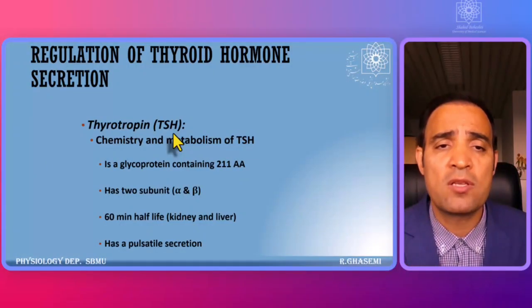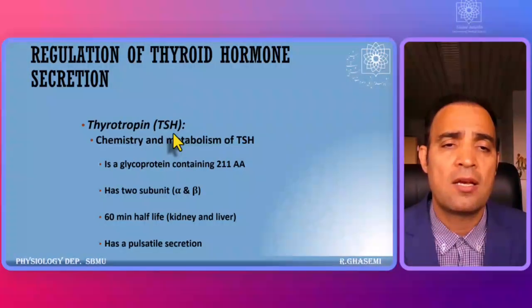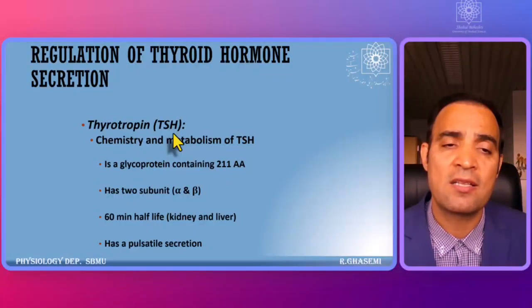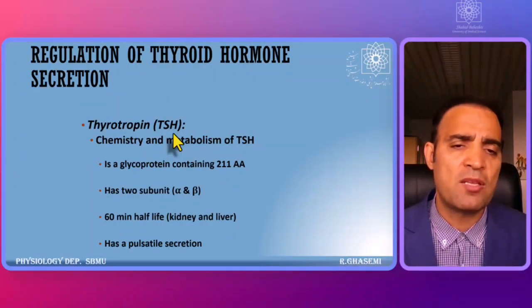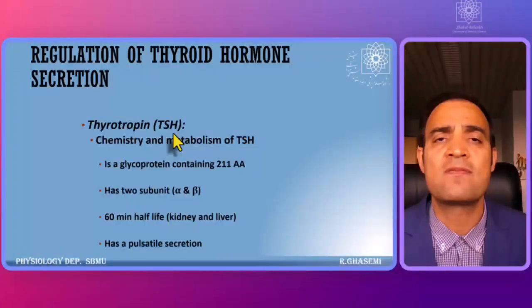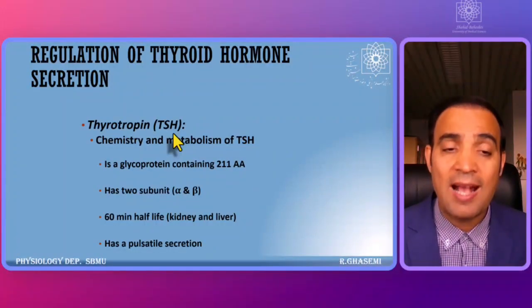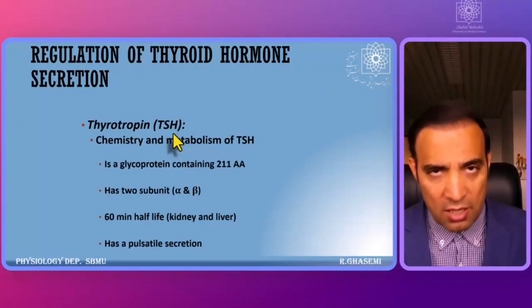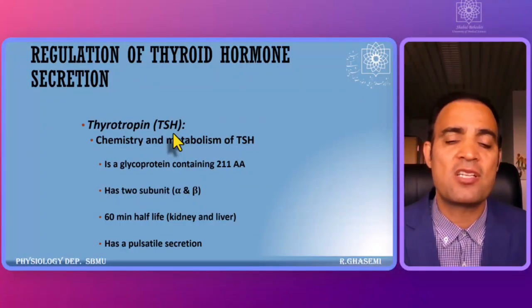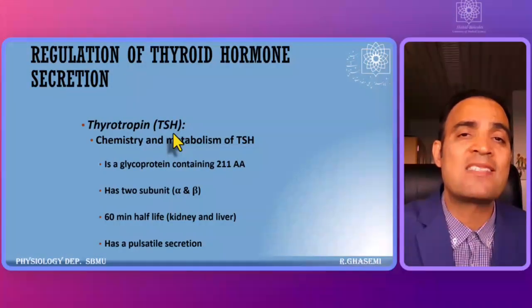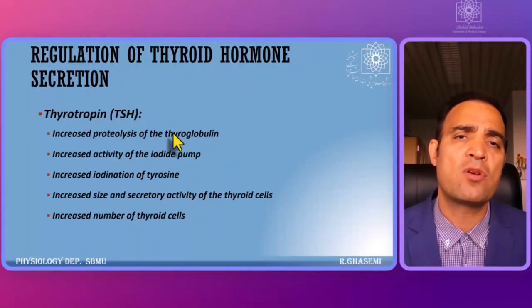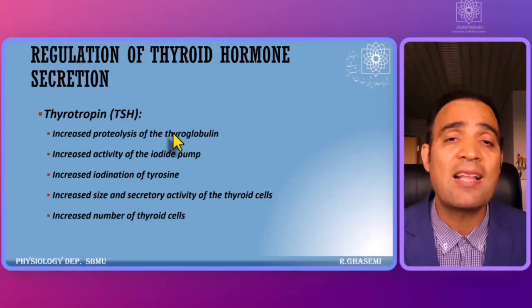TSH that is released from the pituitary gland is a glycoprotein that contains about 211 amino acids. I told you it has two subunits, alpha and beta, and has a half-life of 1 hour. And it has a pulsatile secretion that I told you before, and this pulsatile secretion is important for not allowing desensitization to happen. TSH increases all the aspects of thyroid hormone synthesis and release.